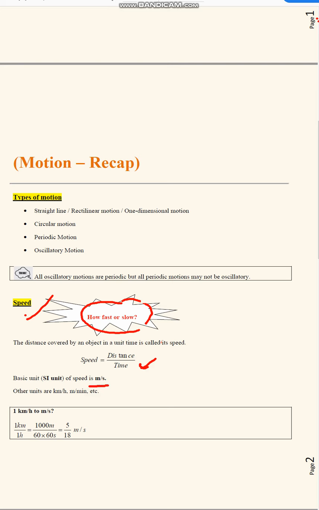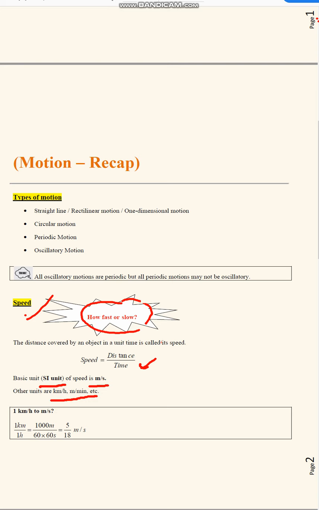Please note that from now on we will use SI unit to mention basic unit. We will not say basic unit, but we will say SI unit. SI means System International. It is the internationally accepted system of units. Okay, so the SI unit of speed is meter per second. There are other units also like kilometer per hour, meter per minute, etc. You must know the conversion between these units.